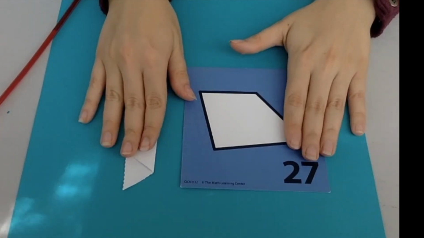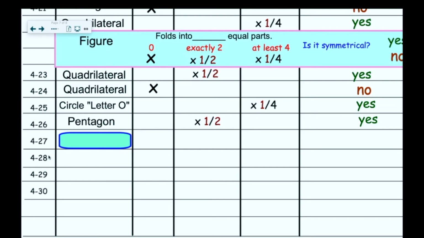So now that we've worked with our shape, we're going to go ahead and fill in our observation chart. So today we had a quadrilateral. That was a shape with 4 sides. However, this quadrilateral had no equal parts and it was not symmetrical.